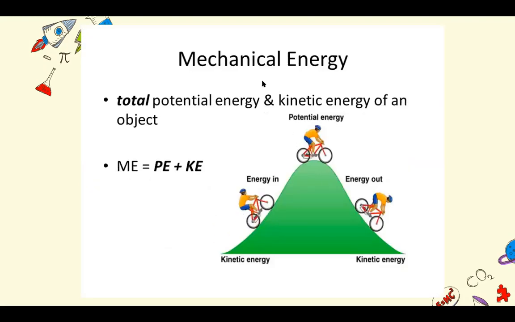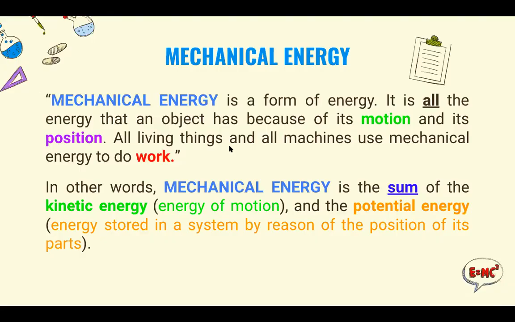So this is just what I've been talking about. Mechanical energy is the total potential energy and kinetic energy of an object. Okay, so over here, mechanical energy is equal to potential energy plus kinetic energy. So mechanical energy is a form of energy. It is all the energy that an object has because of its motion and its position.